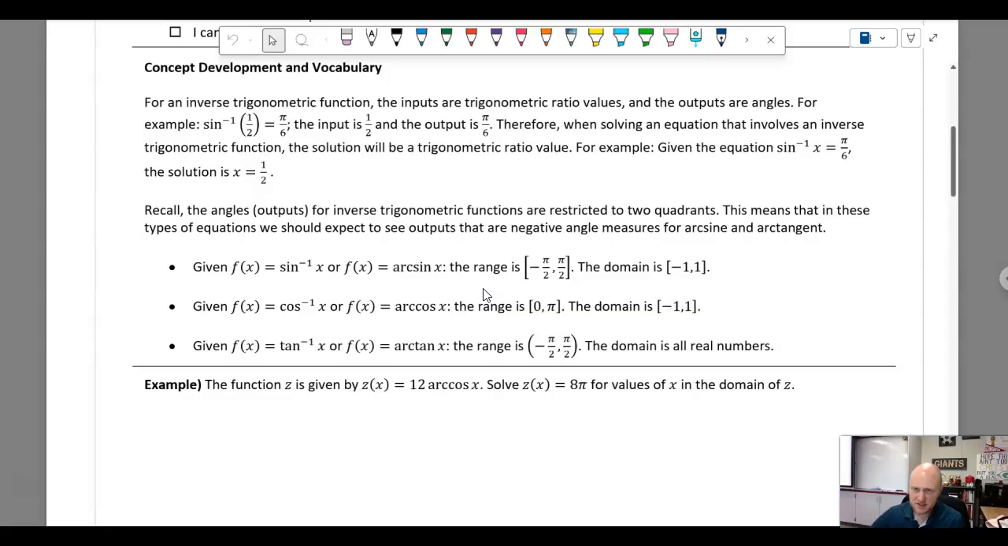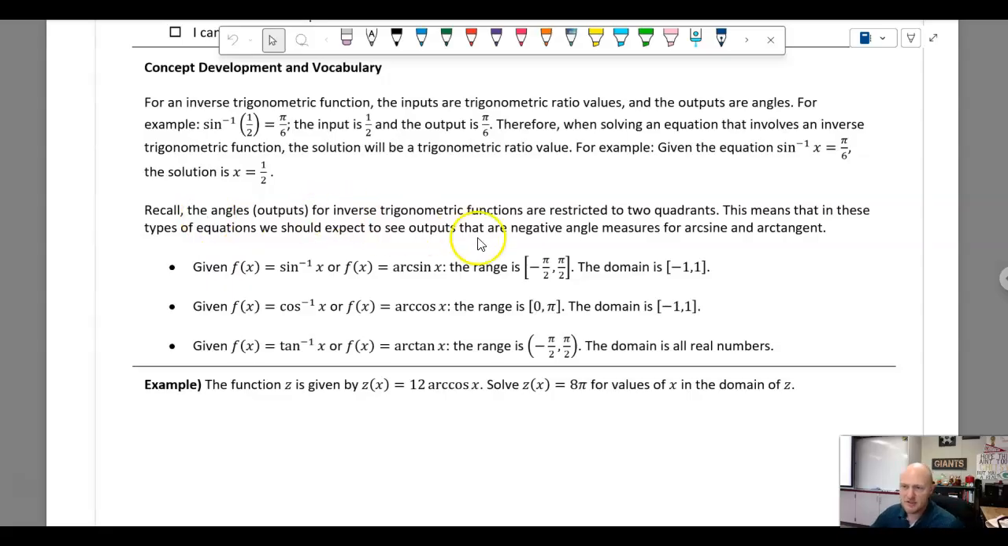So let's start. For an inverse trig function, the inputs are trigonometric ratio values and the outputs are angles. We're reversing, right? Normally we plug an angle into a trig function, we get an output. We're kind of reversing this. For example, sine inverse of 1/2 is going to be pi/6, because sine of pi/6 is equal to 1/2. But now 1/2 is the input and the output is pi/6. Therefore, when solving an equation that involves an inverse trig function, the solution will be a trigonometric ratio value. For example, given the equation sine inverse of x equals pi/6, the solution will be 1/2.